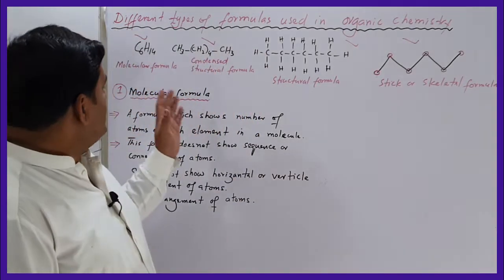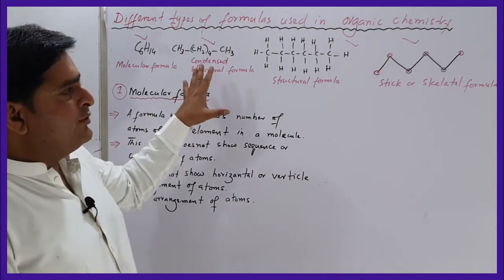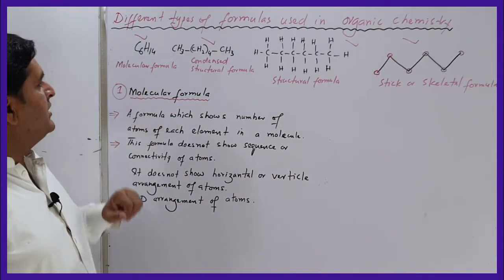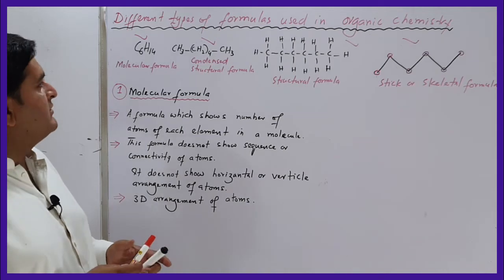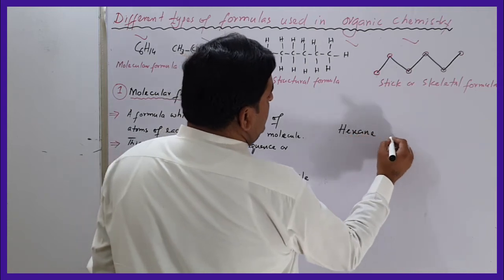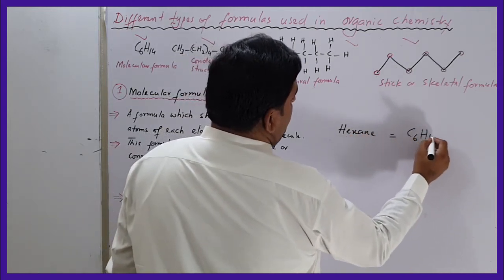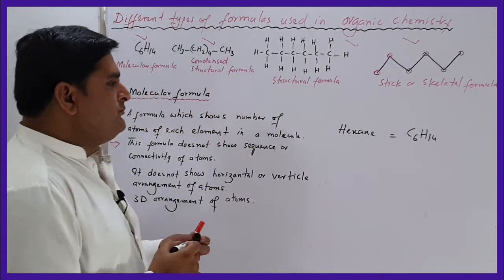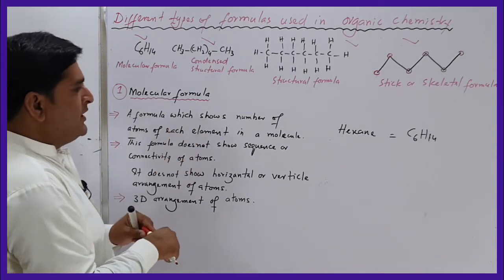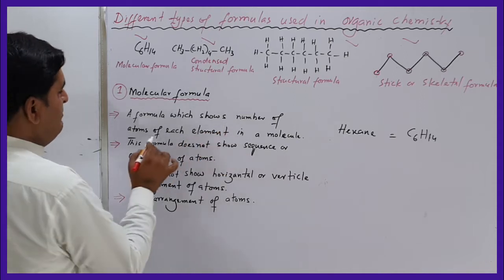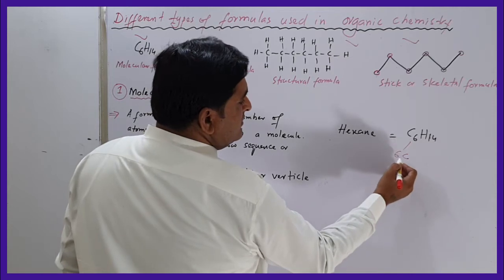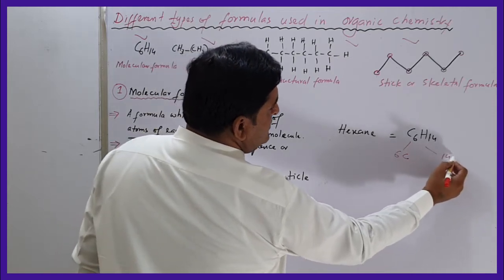There are four types of formulas which are frequently used in organic chemistry. First of them is molecular formula. So what is molecular formula? For example, we have taken the example of hexane. The molecular formula of hexane is C6H14. What is written in the description is that it is a formula which shows the number of atoms of each element. So this formula shows 6 atoms of carbon and 14 atoms of hydrogen.